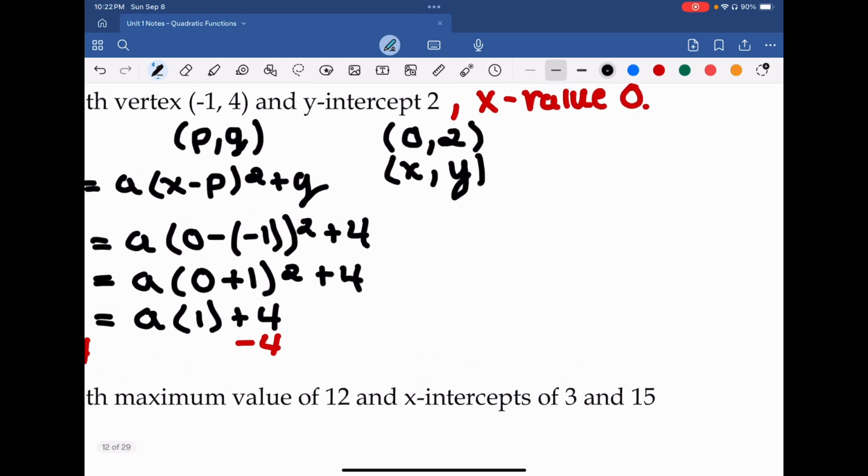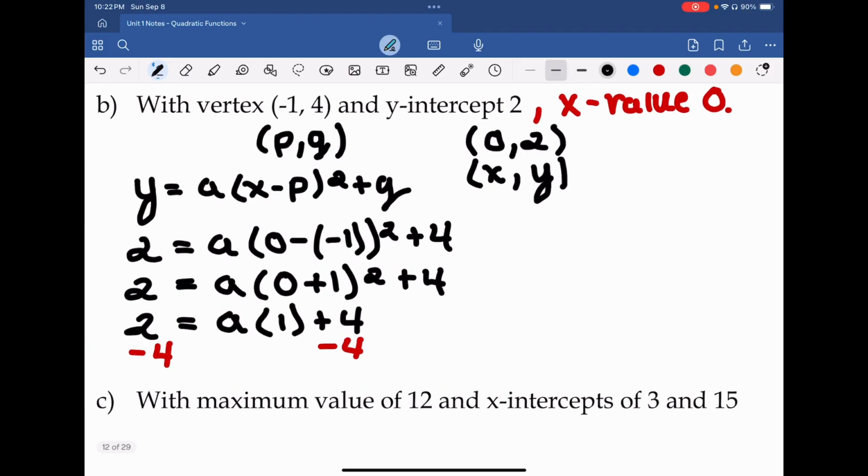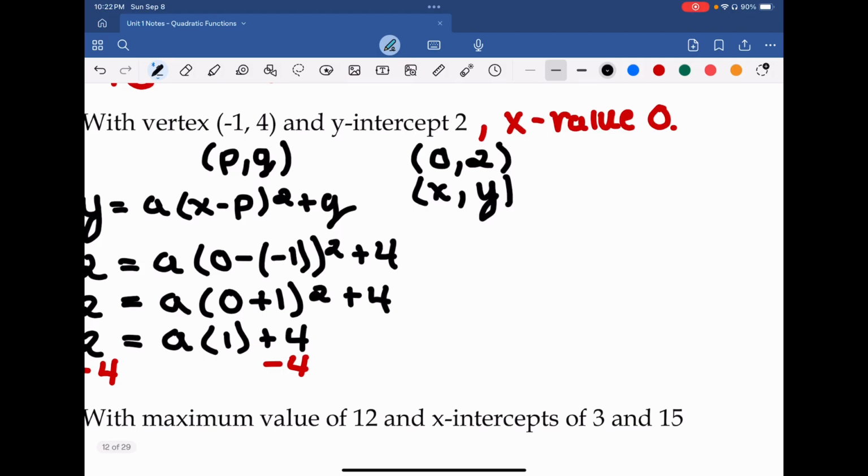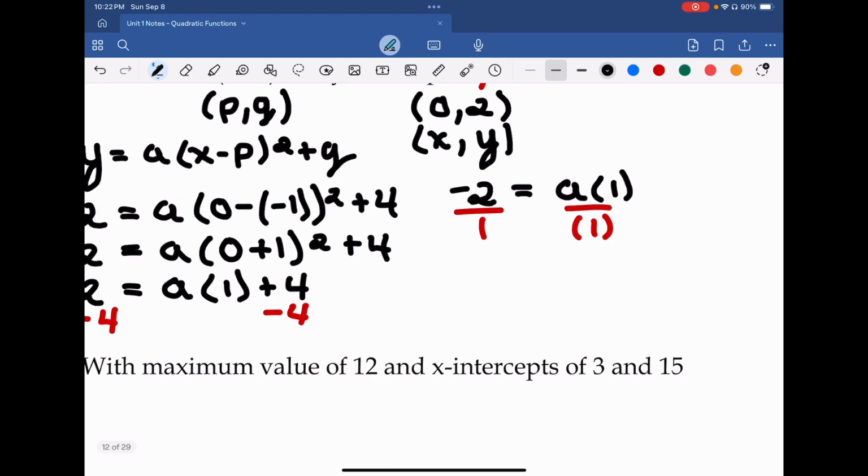When I subtract 4, I'm just going to continue this slightly off to the side here. I think this should be okay. So 2 minus 4 is going to be equal to -2, which is equal to a times 1. And then we know when we divide anything by 1, that's just going to be itself. So in this case, our a value is equal to -2.